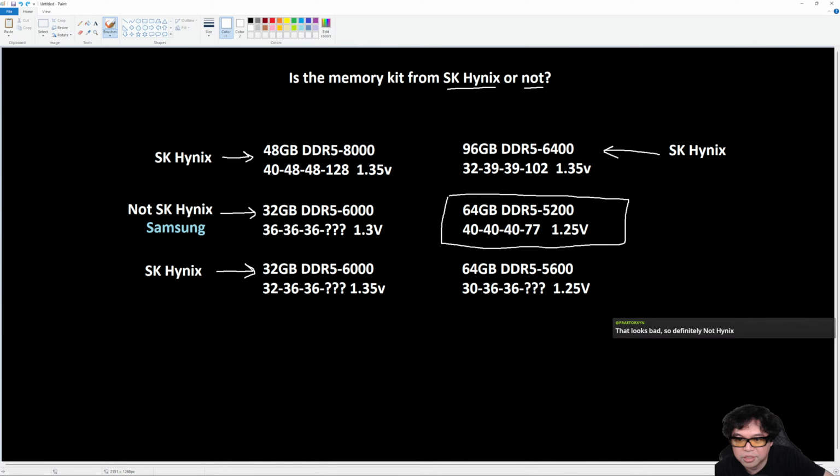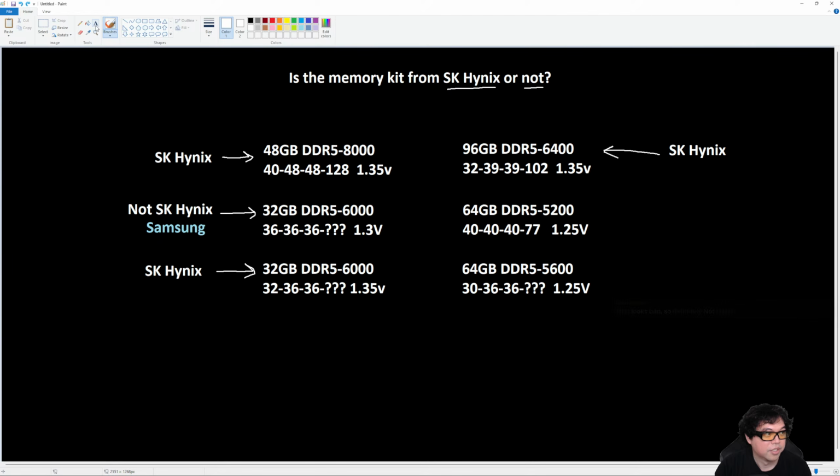Samsung, it looks like Samsung. Okay, so a lot of people are saying Samsung on this one. So people are saying Samsung, but remember, that looks so bad, so definitely not high. Okay, that's what I'm looking for. I'm looking for the keyword not Hynix. If you guys are saying that it's something other than Hynix, because the people who are saying it's not Hynix, you would be correct.